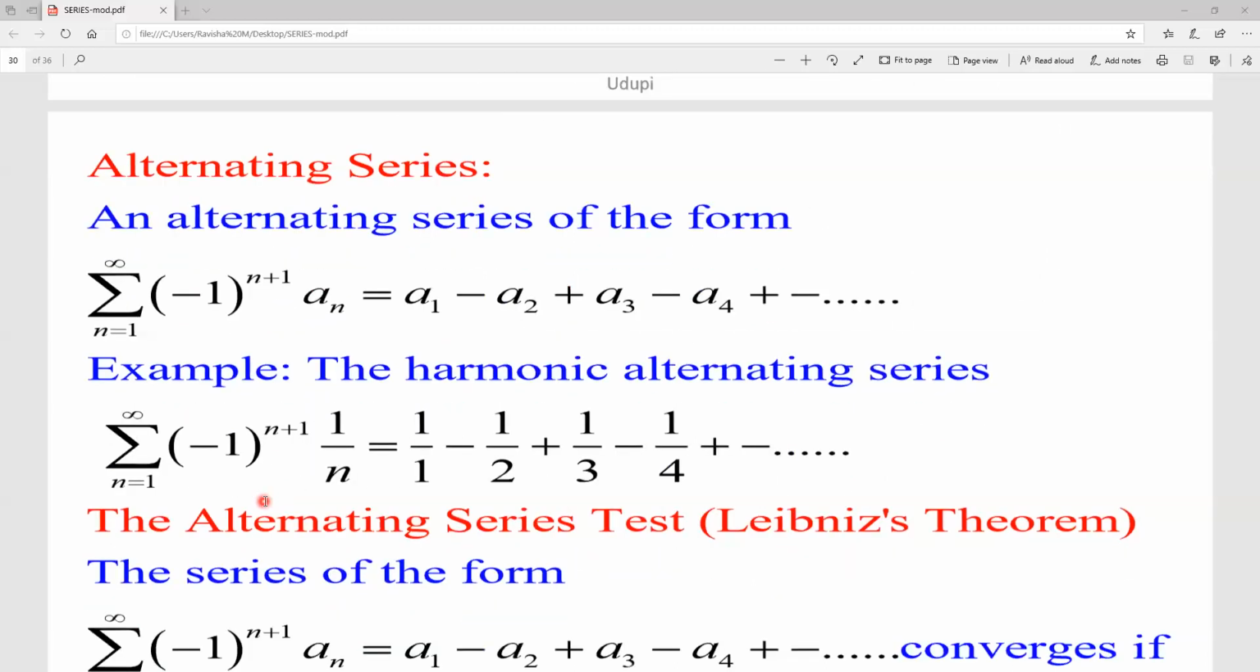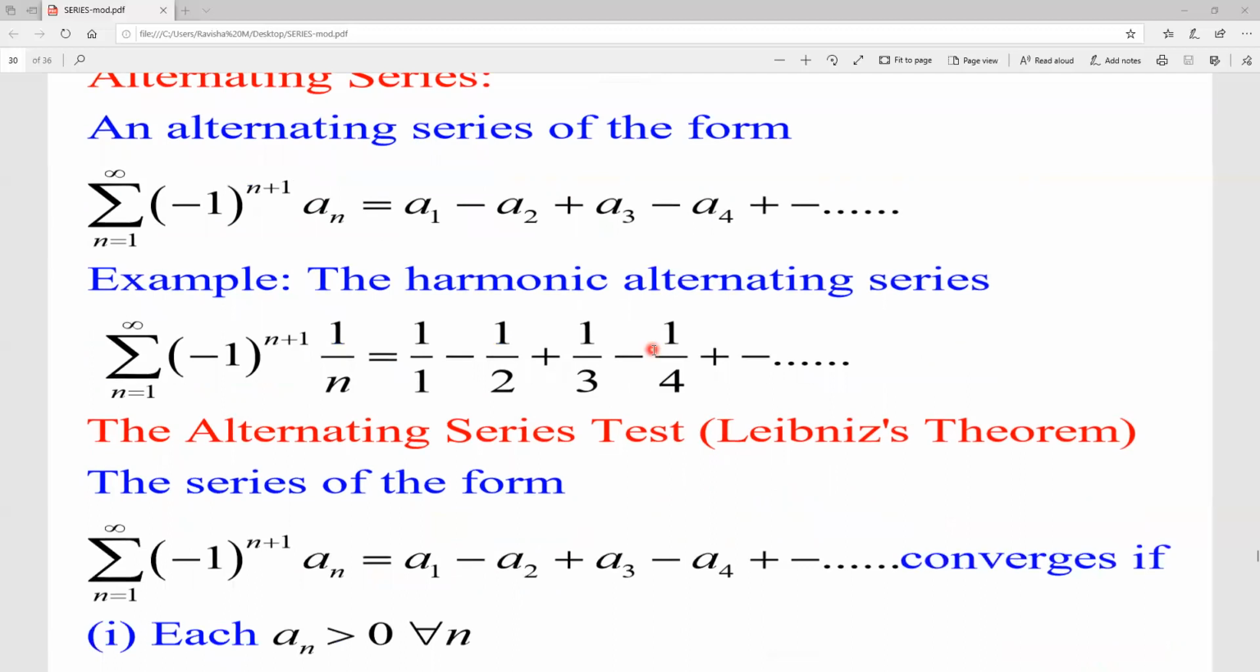So far we studied convergence of the series only for positive series. Here I consider the alternating series. Here a1, a2, a3, a4, and so on are all positive terms, but the sign changes alternately, plus, minus like this. So an alternating series can be written in the form a1 minus a2 plus a3 minus a4 plus and so on, where a1, a2, a3, a4 are positive terms.